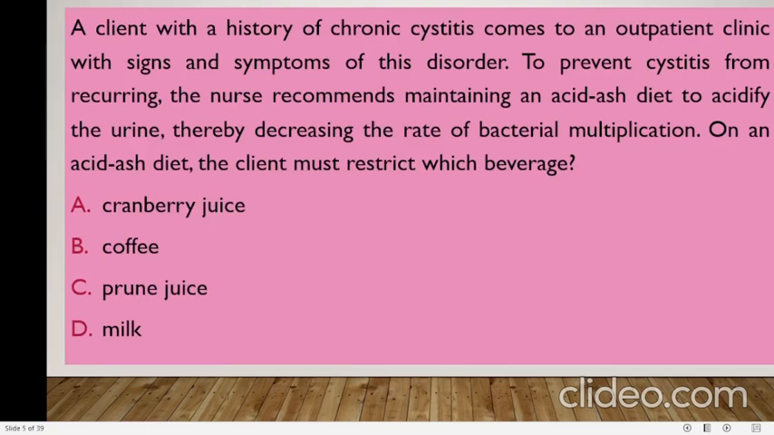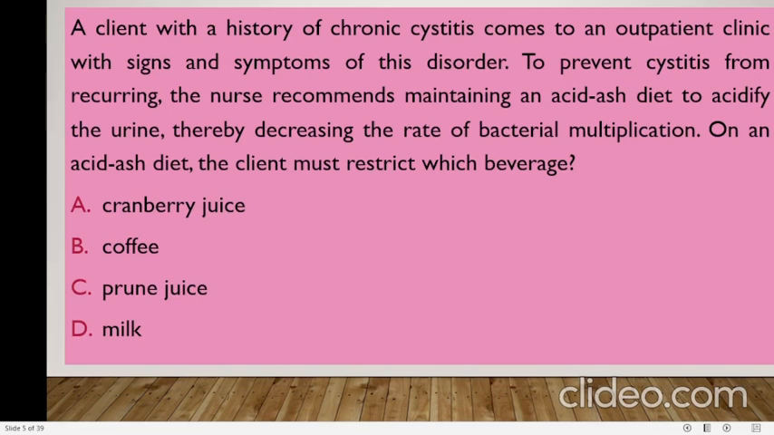A client with a history of chronic cystitis comes to an outpatient clinic with signs and symptoms of this disorder. To prevent cystitis from recurring, the nurse recommends maintaining an acid-ash diet to acidify the urine, thereby decreasing the rate of bacterial multiplication. On this type of diet, the nurse must restrict which beverage?